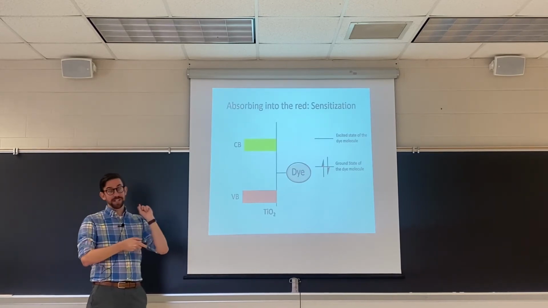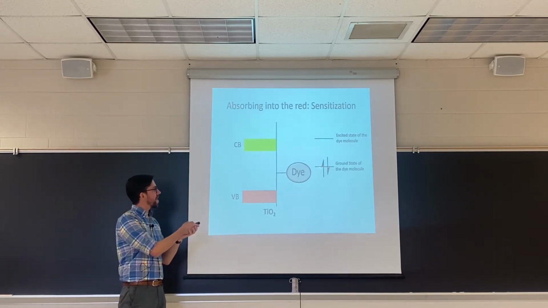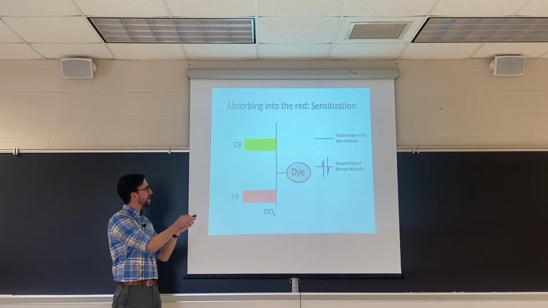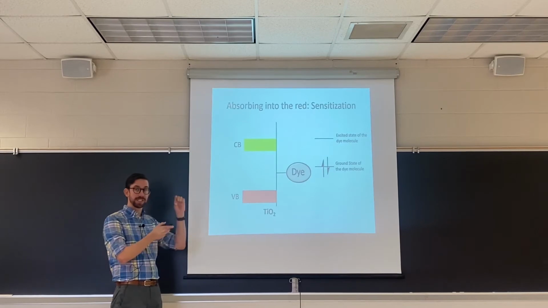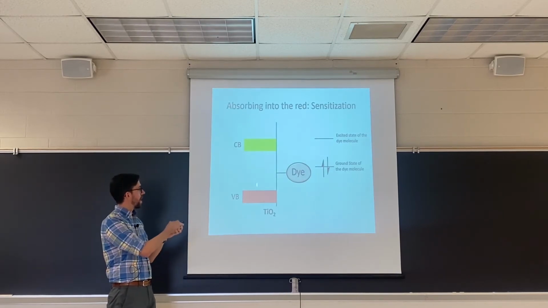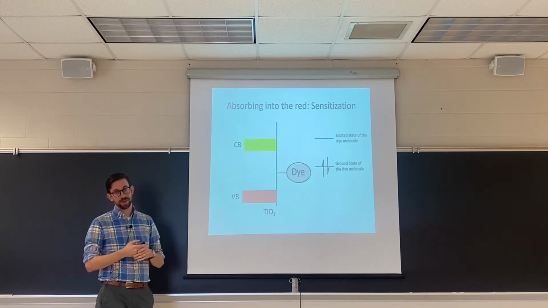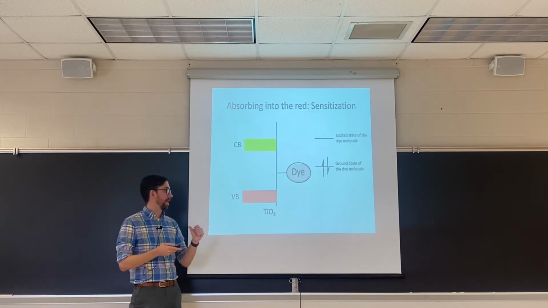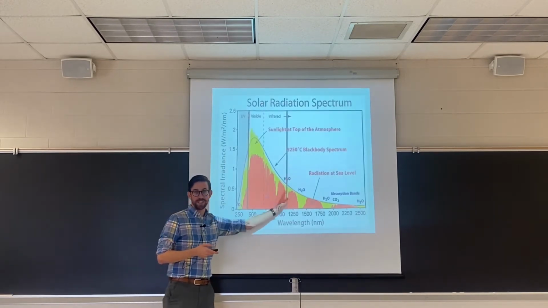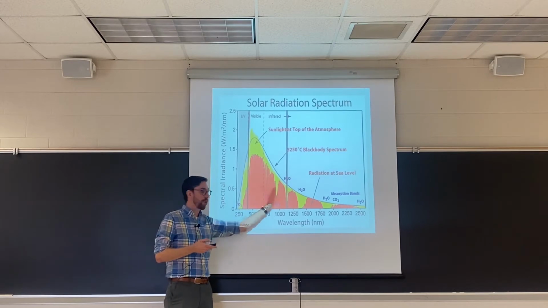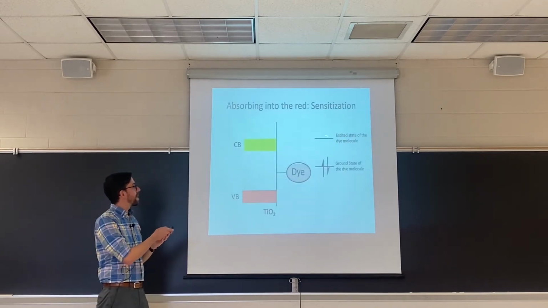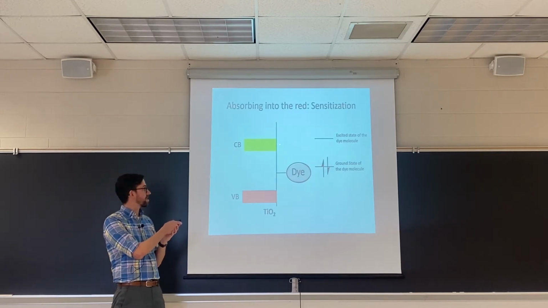And I have to design my dye molecule carefully. I want the energy spacing between the ground state and the excited state of my dye to be smaller than the band gap of my semiconductor, so that it can absorb lower energy light, because I want to absorb more of this red, lower energy light. But my excited state has to lie energetically above the energy of the conduction band.